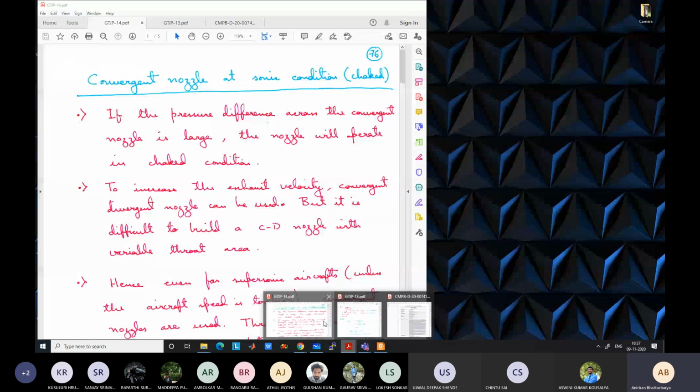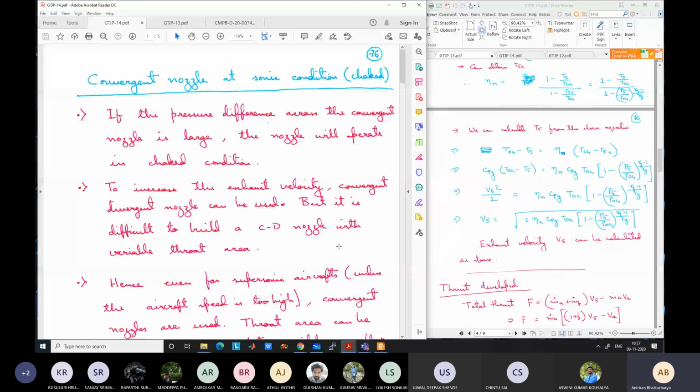So in choked condition, if it is an isentropic nozzle, then it is not difficult to calculate the pressure and other conditions. But if there are losses in the nozzle, if the nozzle is non-isentropic, then it becomes tricky to calculate what is the exit pressure. Then the exit pressure is not equal to whatever is the critical pressure for an isentropic nozzle. Okay, the exit pressure actually is different.